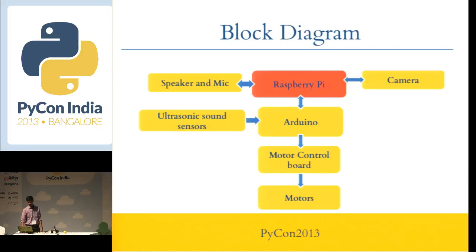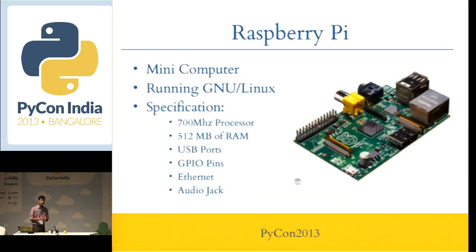Then the popular Raspberry Pi. It's actually a mini computer. I think Sudhar Muthu also presented about Raspberry Pi, so it's better. I will just explain the specs. It has a 700 megahertz processor. It has 512 MB of RAM. Then 2 USB ports. Then it has GPIO pins. Then Ethernet and an audio jack.